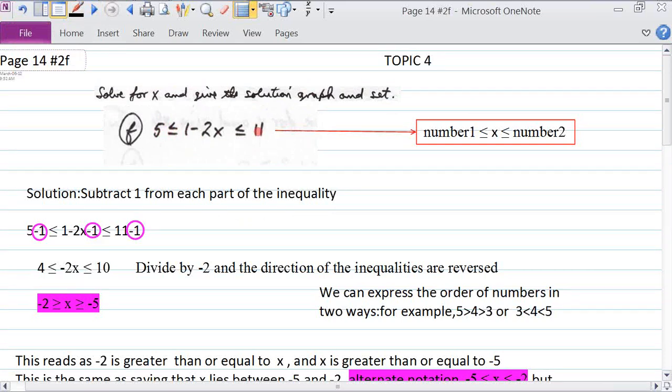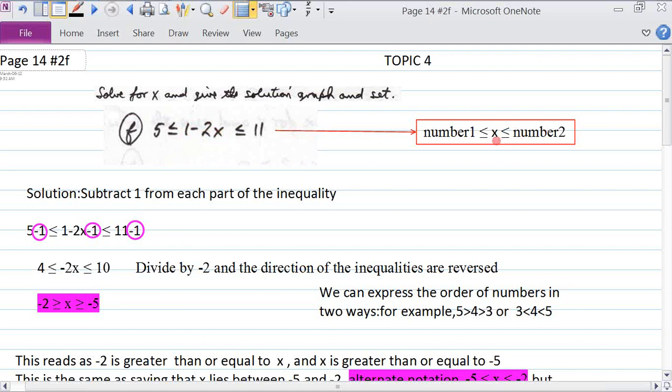Same thing holds true as for previous problems. We want to show the values of x that make this inequality true. What are values of x that make 5 less than or equal to 1 minus twice x less than or equal to 11? So in order to solve this, what we really want is to transform this so that in the middle here we only have x. We don't want this number here, and we don't want this coefficient here.